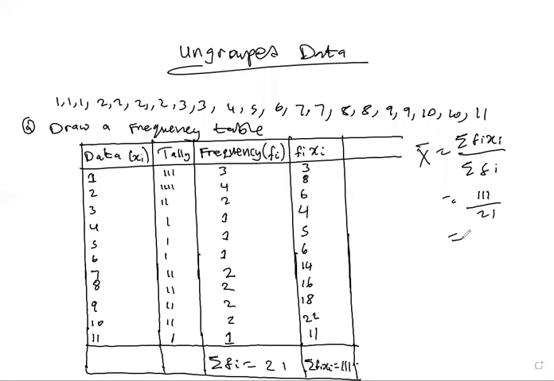Okay. So you observe that you're getting the same value, isn't it? So when you have got the frequency table, that's how you calculate the mean. That's the formula. Okay, let's proceed now.